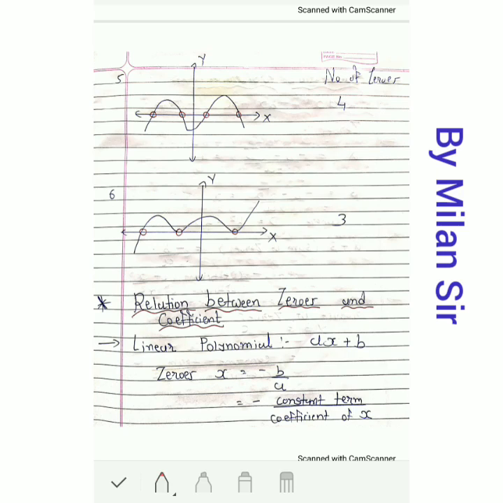So for the number of zeros, we only need to pay attention to intersection points of graph with the x-axis, that is 3. So our answer is 3.